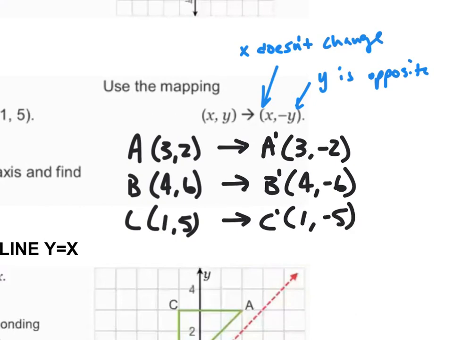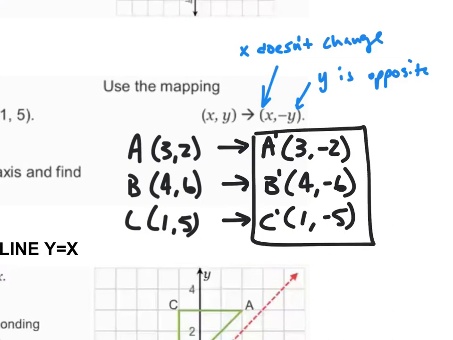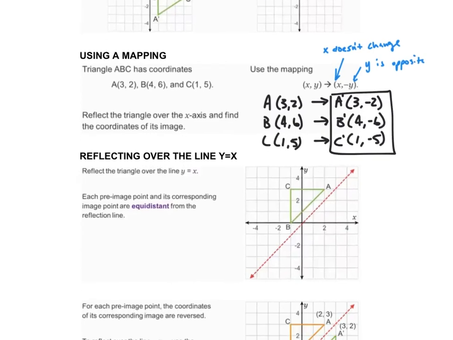And look what happens. I'm not doing much, but I know my rule. And I know that my x value doesn't change, so 3 stays at 3. 2 becomes negative 2. 4 doesn't change. 6 becomes negative 6. 1 doesn't change. 5 becomes negative 5. And that's what I'm doing, okay? So you can use a graph, or you can just use your rule, okay?